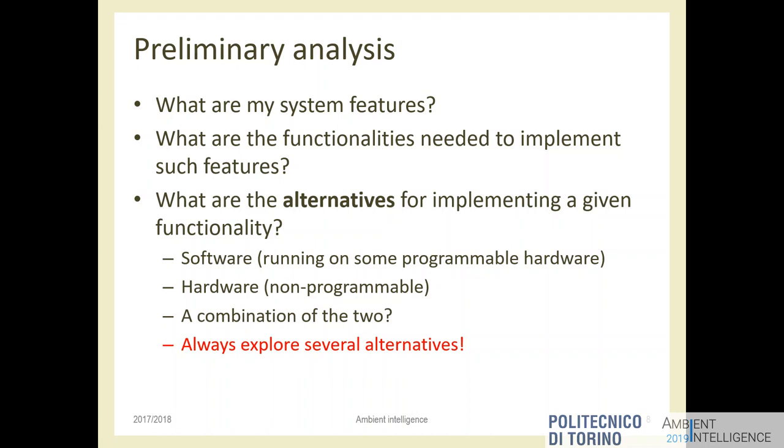So always try to think or explore alternatives for each functionality. Don't stop at the first idea that you have or the first article that you find on a website on how to do something. Because we cannot afford having an architecture whose complexity is the number of features or the number of functionalities.